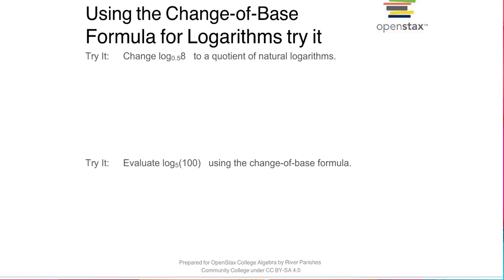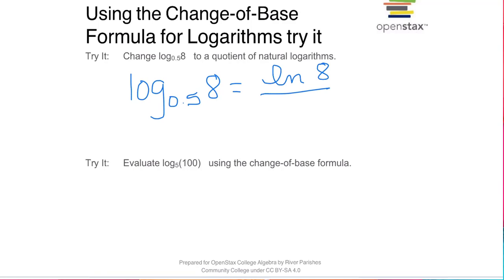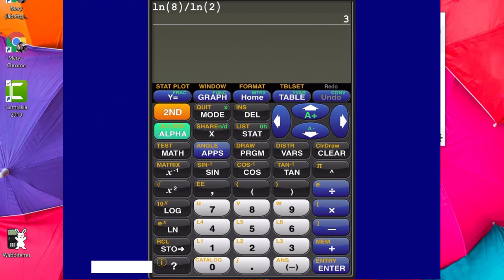So if we have log base 0.5 of 8, it says change it to the quotient of natural logarithms. So they're telling us here they want us to write it with natural logs instead of common logs. So that would be the natural log of 8 divided by the natural log of 0.5. So we just go to the calculator and do the natural log of 8 divided by the natural log of 0.5, and we get -3.